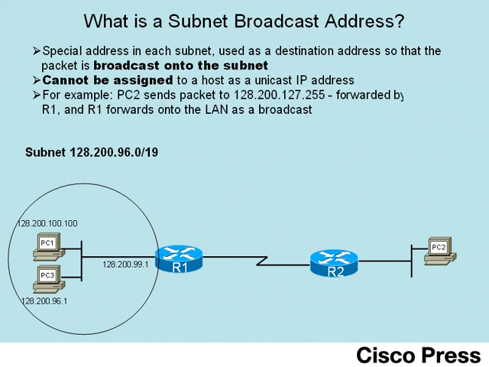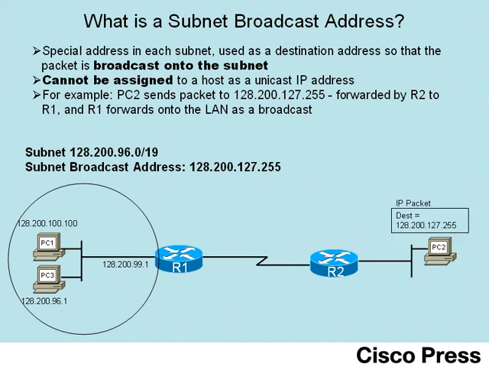For instance here, PC2 is going to send an IP packet to address 128.200.127.255, which is the subnet broadcast address of the subnet on the left. So let's take a look at what happens. First of all, PC2 sends its packet, and as usual, PC2 says, alright, this packet is destined to an address in a different subnet. Let me send the packet to my default gateway, in this case R2. R2 makes a simple routing decision and says, oh, the subnet that this address is in is on the left, let me send this packet over to R1.